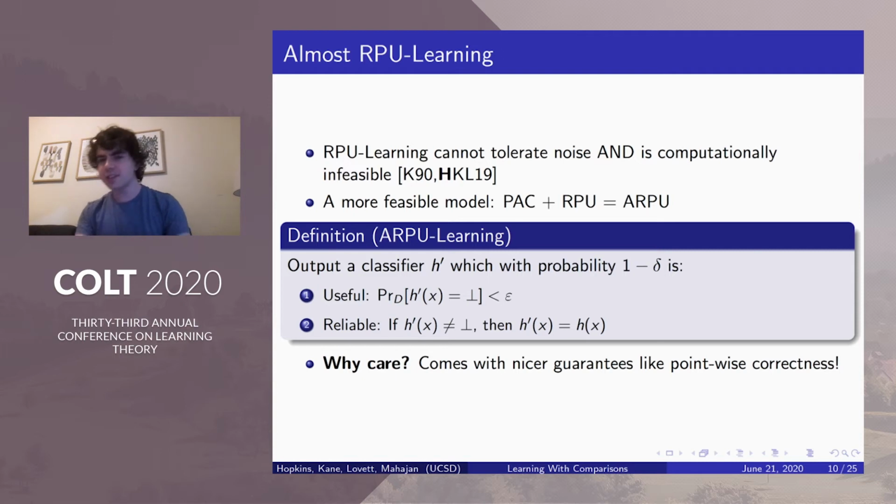So what's the difference? The difference is that in ARPU learning, a delta fraction of the time, there's no guarantee on what the learner does. It could get everything wrong. It could say I don't know as much as it wants. So why would you care about a learning model like this? Versus PAC learning, ARPU learning actually comes with a very nice point-wise guarantee, where if you fix a point and you look across all runs of some ARPU learning algorithm, the learner can only get that point wrong a delta fraction of the time, versus in PAC learning where it could actually be wrong every time you run the algorithm.